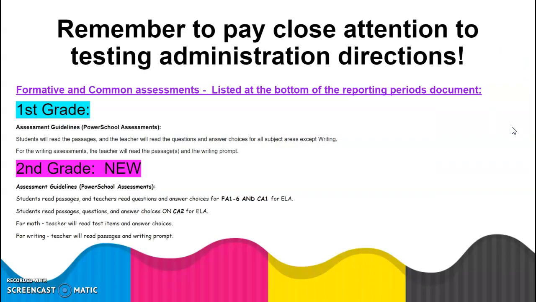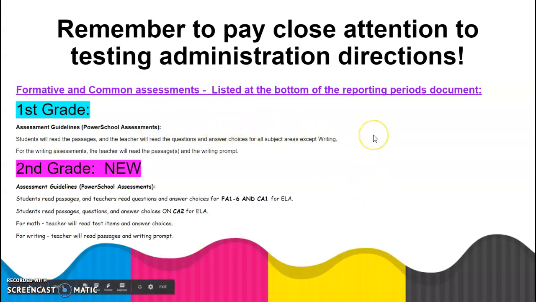All right, on the next 5 slides, I've included a few reminders about our grading and test administration protocols. Not a lot of changes here, but just some reminders. Remember to pay close attention to the testing administration directions. For the formative and common assessments, those are listed at the bottom of the reporting periods document. And I've got them clipped here just to kind of show you.